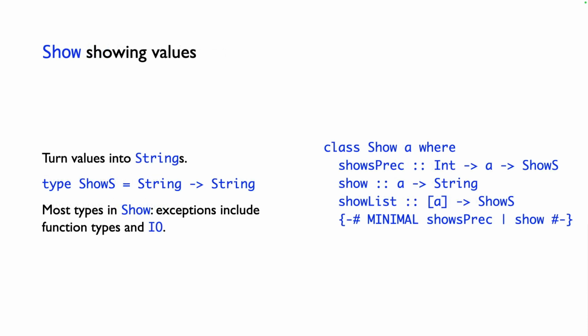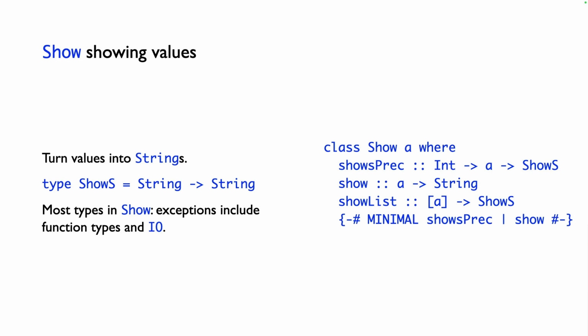Now, we've also talked quite a bit about show. What show does is allow us to turn a value of a particular type into a string. And the class show has a number of functions. It has a function that allows us to think about using the show function at a particular precedence. That allows you to combine it with other functions that might have a different precedence.